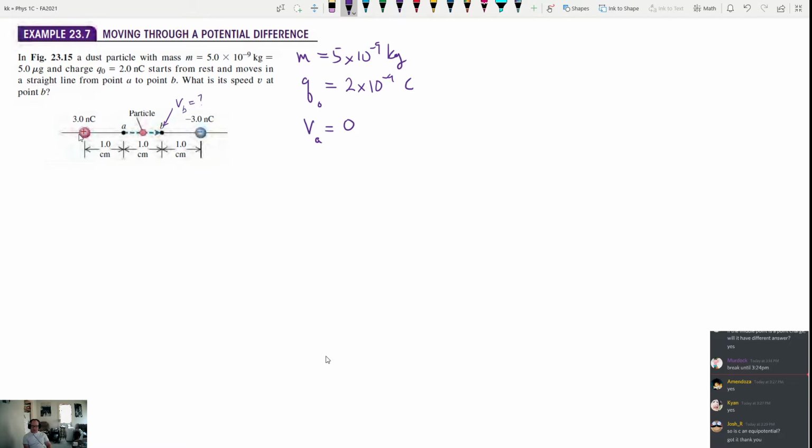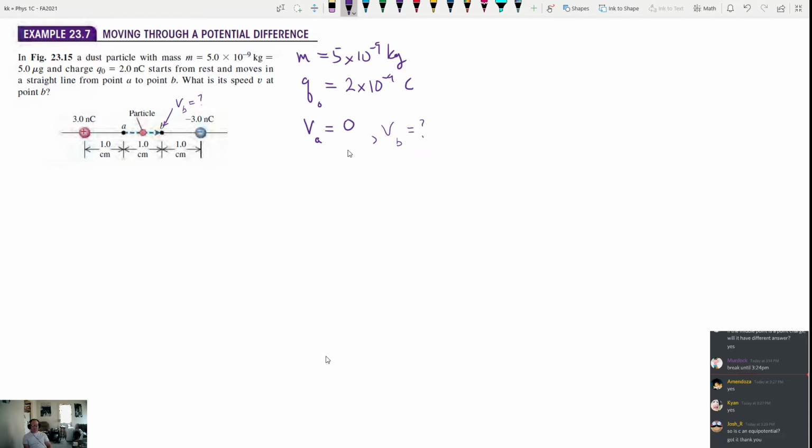Given that we have positive 3 nanocoulombs, that's 1 centimeter away, negative 3 nanocoulombs, that's 2 centimeters away at the starting point, and then we're going from A to B, okay? So that's the question. What is the velocity at point B equal to?